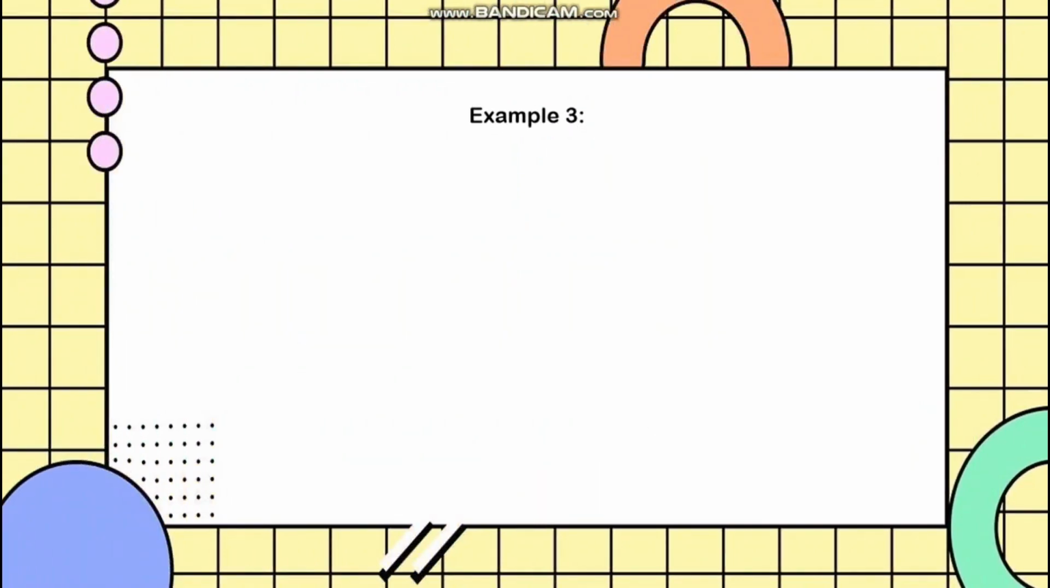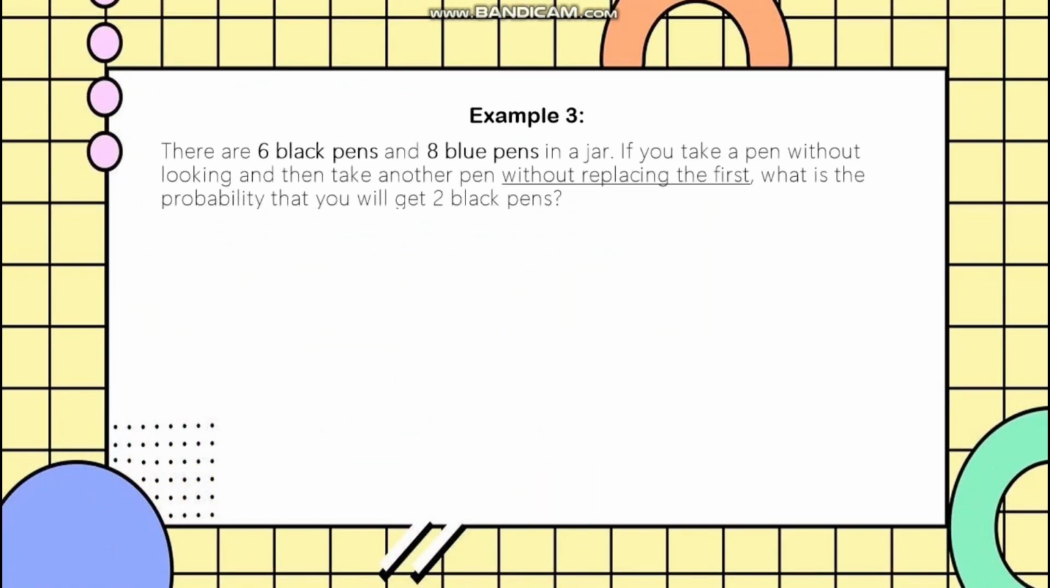Example number 3. There are 6 black pens and 8 blue pens in a jar. If you take a pen without looking and then take another pen without replacing the first, what is the probability that you will get 2 black pens? We instantly know that this problem is a probability of dependent events because of the part without replacing the first. So we are going to use the formula of probability of dependent events.